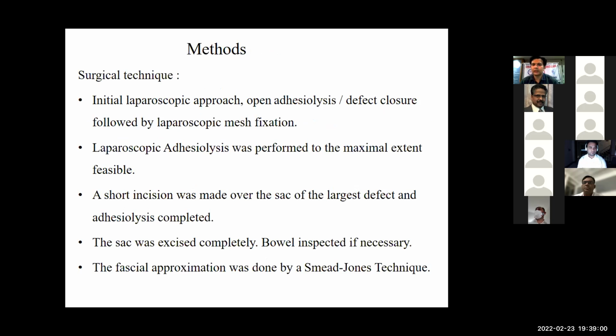Surgical technique: initially through a laparoscopic approach, adhesiolysis was done, followed by laparoscopic mesh fixation. Laparoscopic adhesiolysis was performed first to the maximal extent feasible. A short incision was made over the sac and the large defect, and adhesiolysis was completed. The sac was excised completely. Bowel was inspected if necessary. Fascial approximation was done by the Smith-Jones technique.